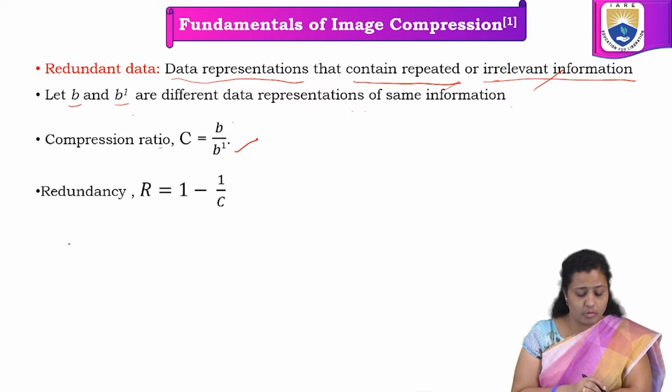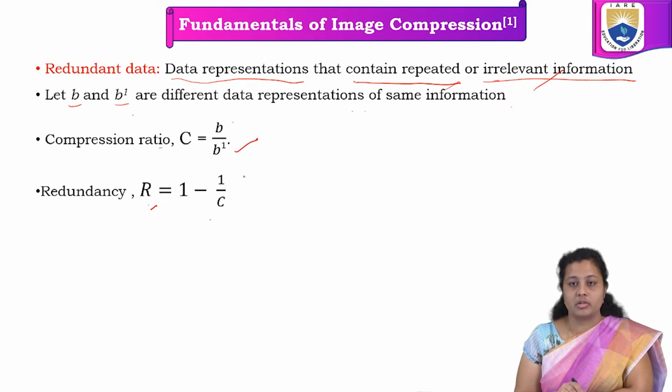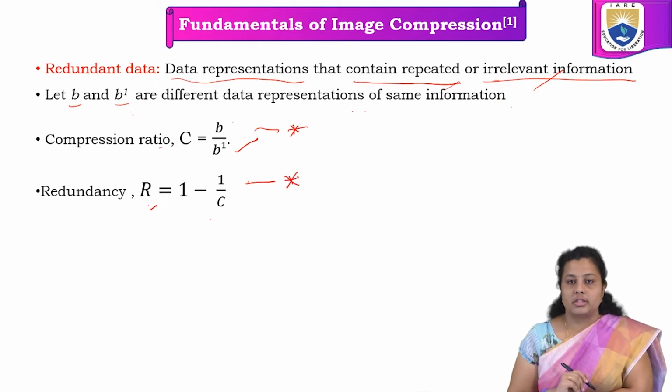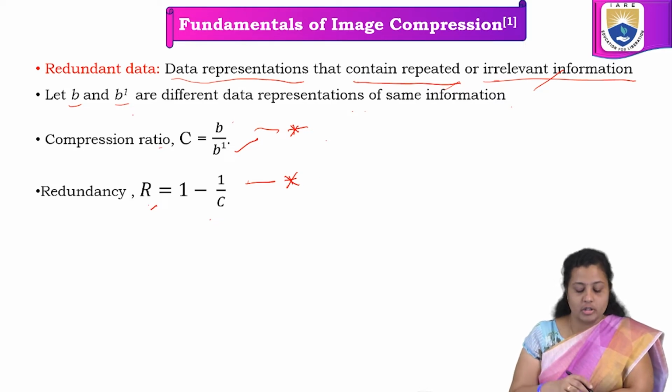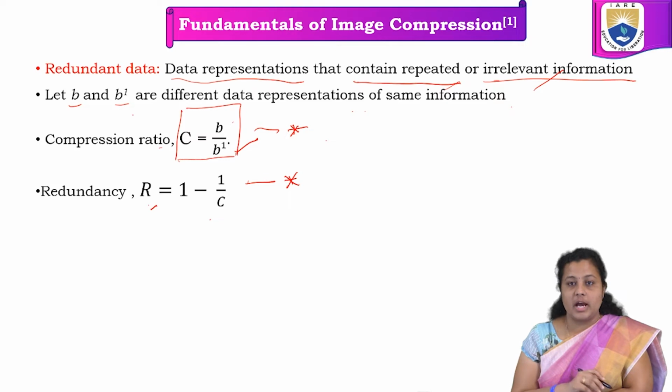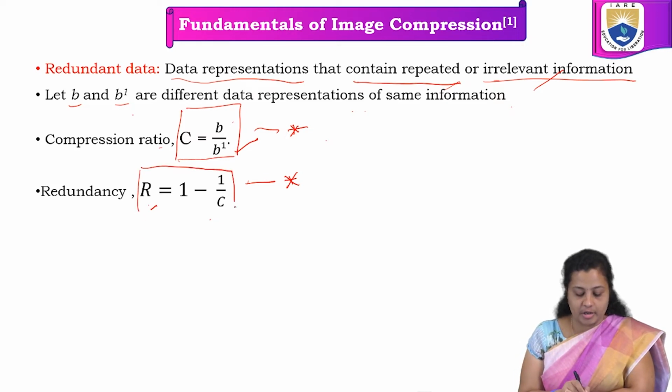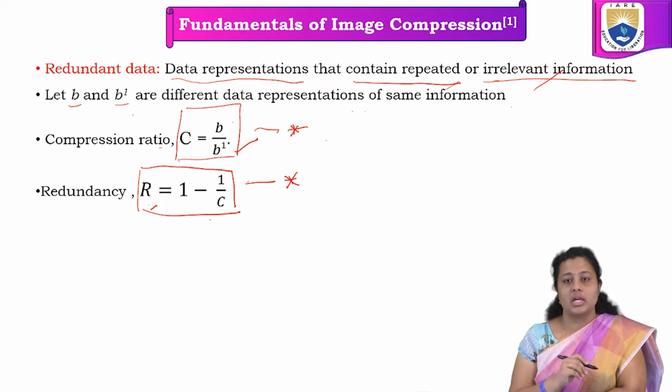The redundancy that exists in that data representation is given by capital R is equal to 1 minus 1 by C. These two are very important in our present topic, image compression techniques, where the compression ratio as well as redundancy are important parameters by which a compression technique should be chosen. So the compression ratio is C is equal to B by B dash, and redundancy is R is equal to 1 minus 1 by C.